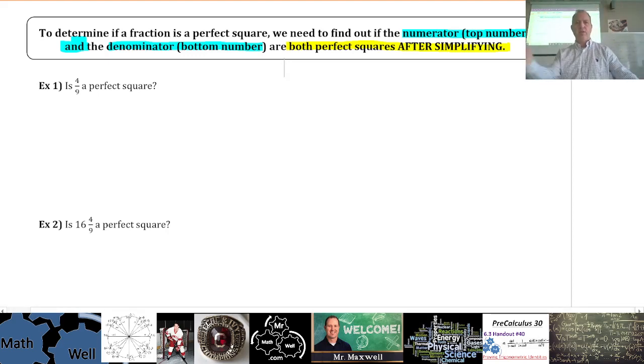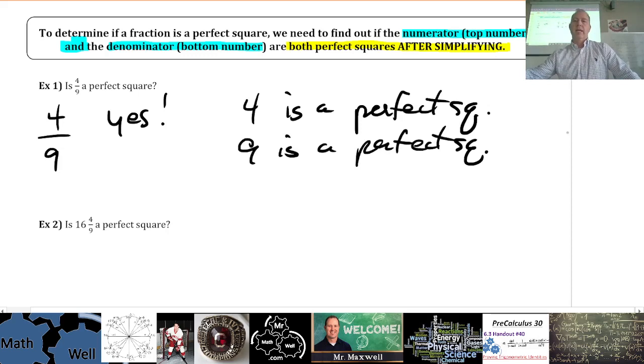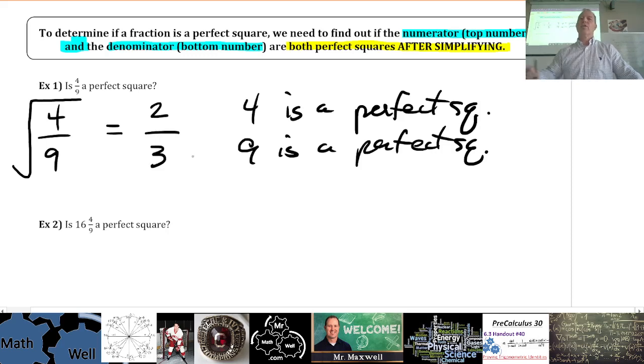So this one says, is 4 over 9 a perfect square? Well, can we simplify 4 over 9 anymore? No. So is it a perfect square? Yes, it is. Why? Because 4 is a perfect square, and 9 is a perfect square. And so the square root of 4 over 9, we already took a look at this maybe once, I think, is what? 2 over 3. Very good, 2 over 3.